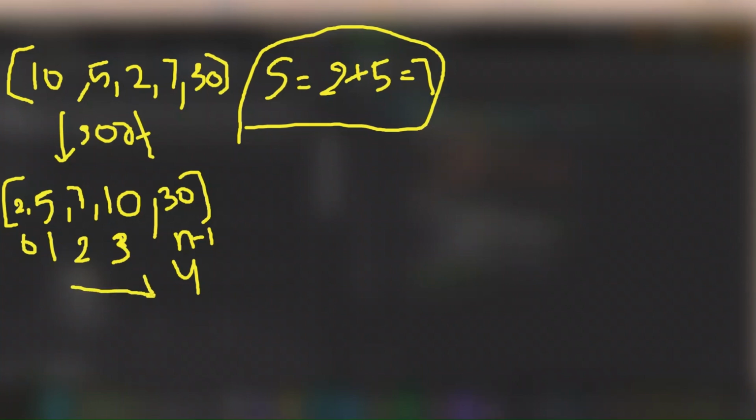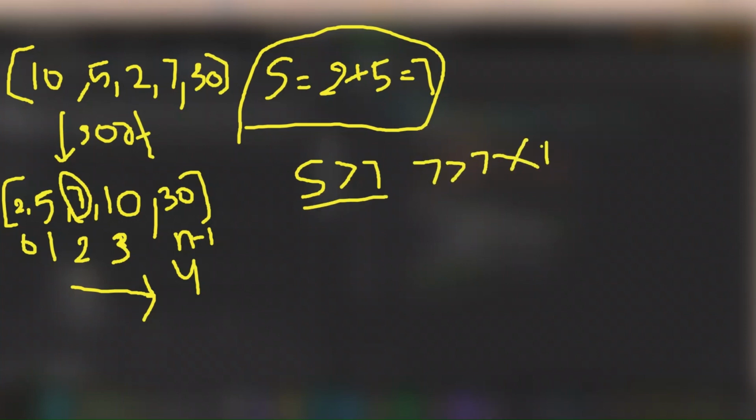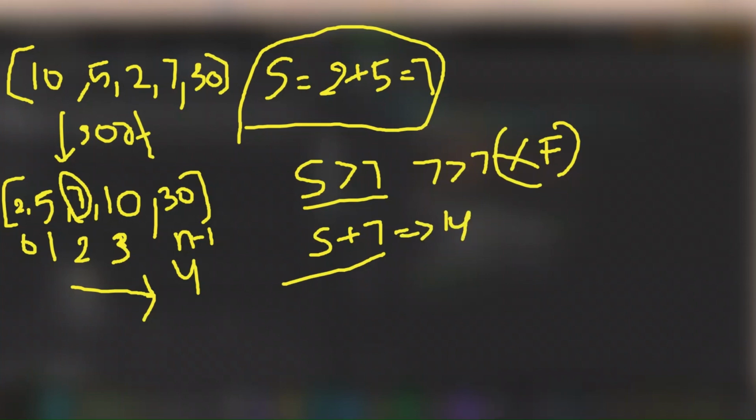First we'll take the second index element and compare it with sum, checking if the sum is greater than the current index element. Let's see, is 7 greater than 7? No, it's not, that is, it's false. So we'll just increment the sum to sum plus the current index element, that is 14. Now let's check if this 14 is greater than the third index element, that is 10.